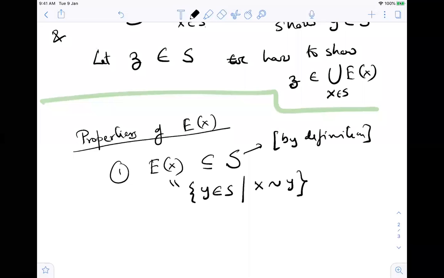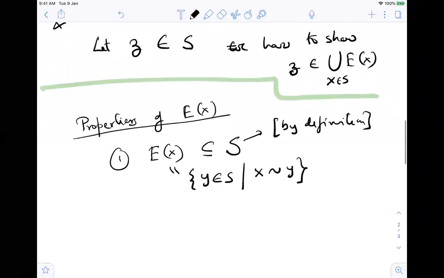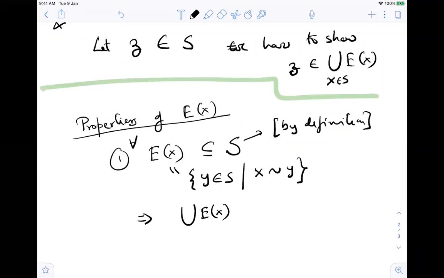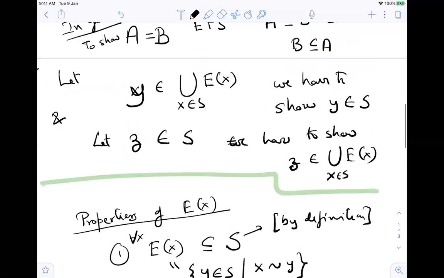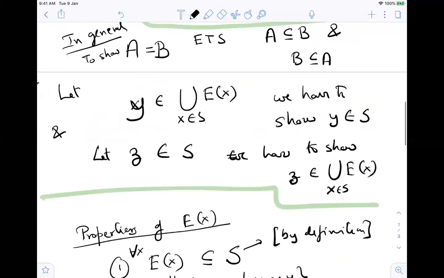There's nothing much to be done. And therefore, you can immediately say that the union over E of X, so this is for all X, is a subset of S. Okay. So this statement, which is basically one half of it, is kind of obvious how to do it.